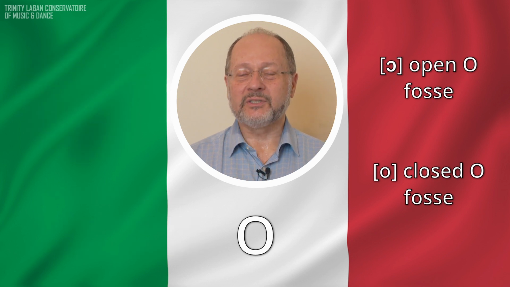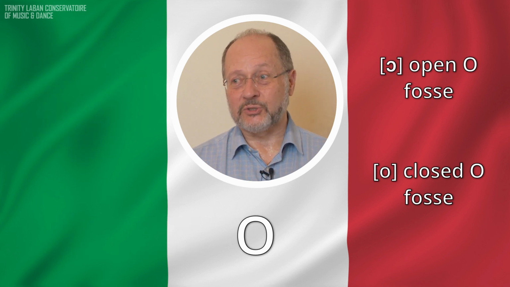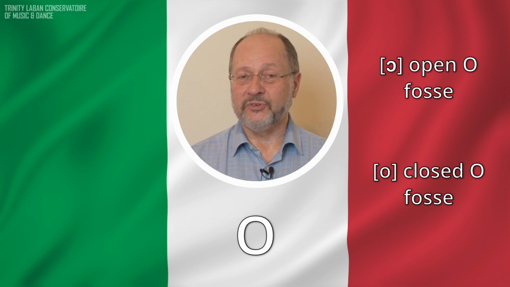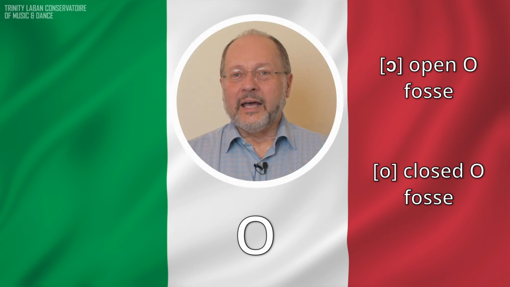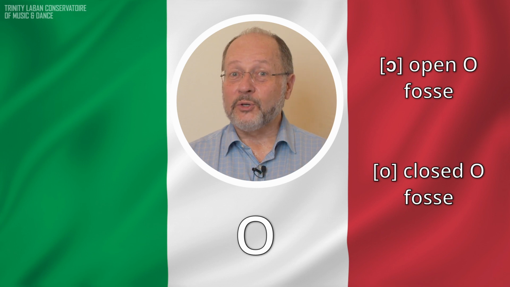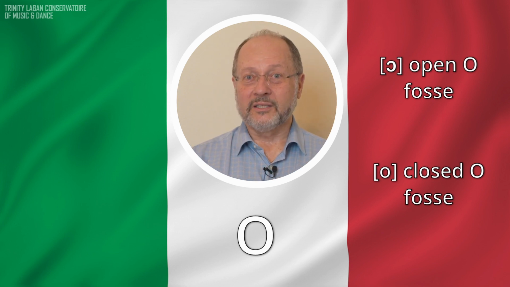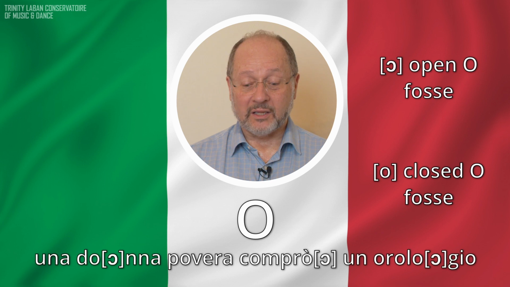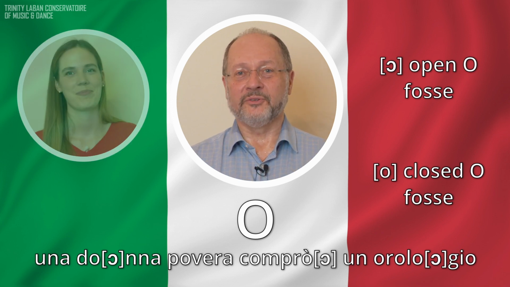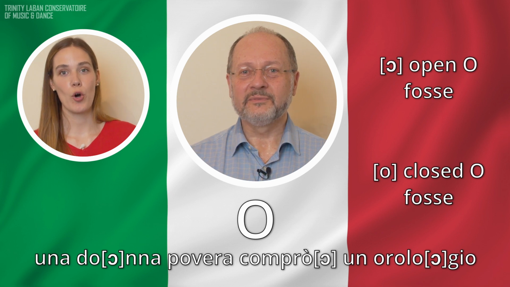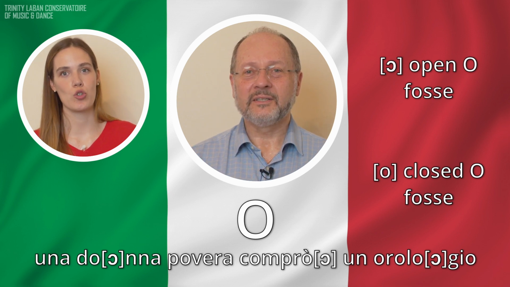So they're very close, the difference isn't extreme, and actually, again, depending on what region of Italy you're in, you will hear variations of that. Would you agree with that, Chiara? Most definitely, yes. An example of a phrase that has both open and closed O in it is una donna povera comprò un orologio. Chiara, why don't you say that and see if they can hear a difference? Una donna povera comprò un orologio.